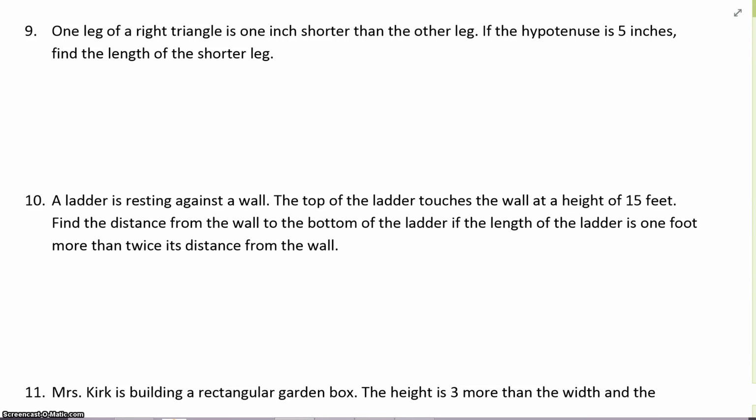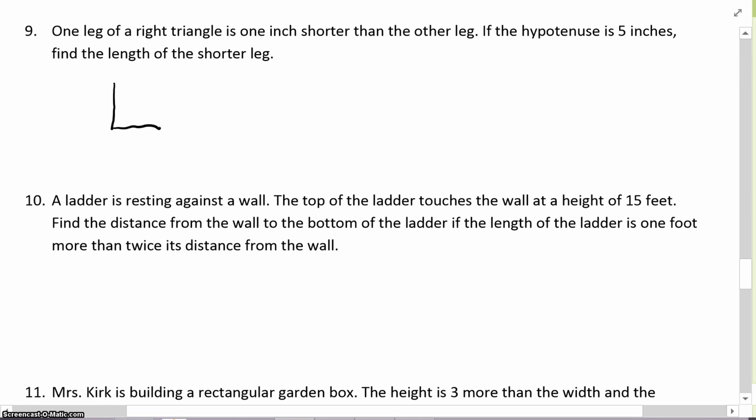Chapter 5, Word Problems, continued. Here we go, looking at number 9. One leg of a right triangle is 1 inch shorter than the other. If the hypotenuse is 5 inches long, find the length of the shorter leg.